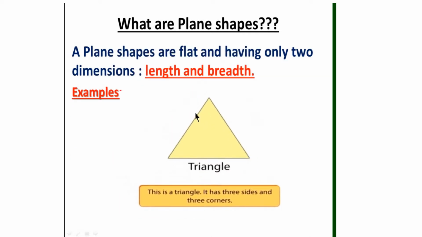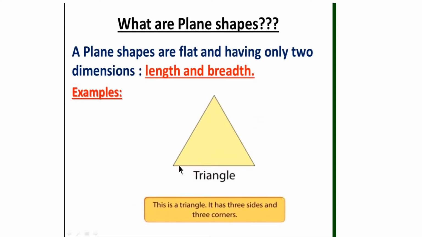I will show you an example. What is this? Yes, this is a triangle. All of you know this, right? A triangle has how many sides? Three sides. One, two and three. And how many corners does a triangle have? Three corners. One, two and three.